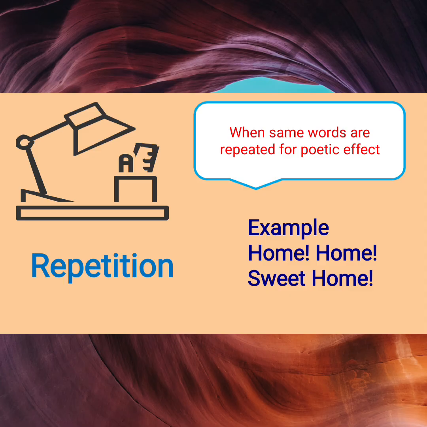When the same words are repeated for poetic effect, we call that repetition. Example: home sweet home. Here the word home is repeated twice in the statement for giving a better poetic effect, and so hence we call this figure of speech repetition.